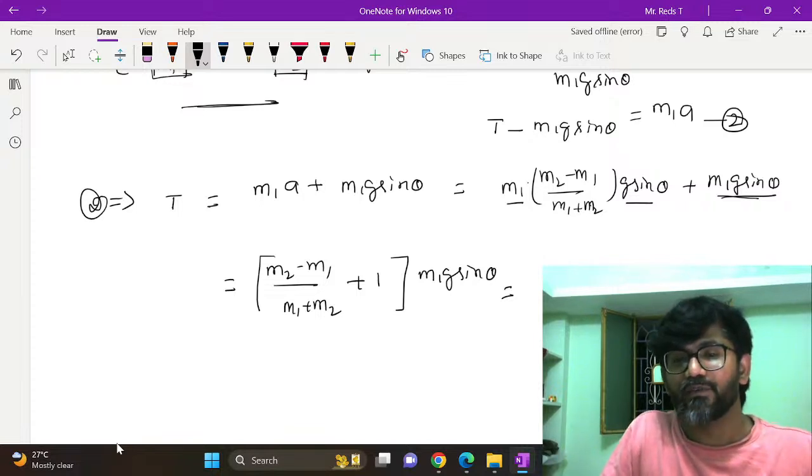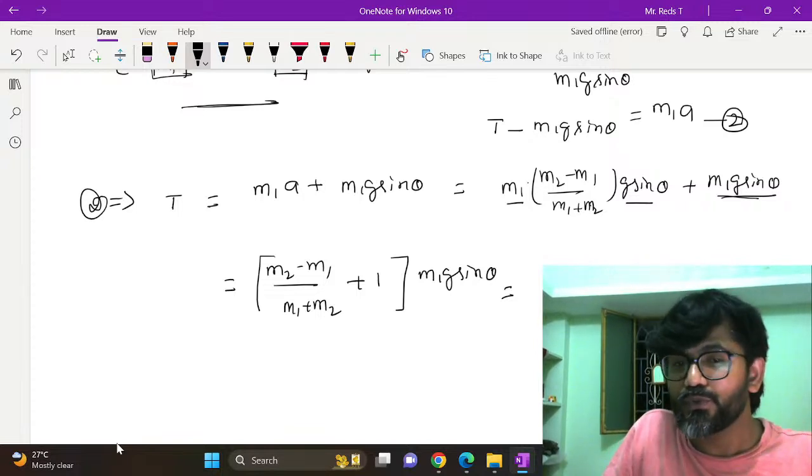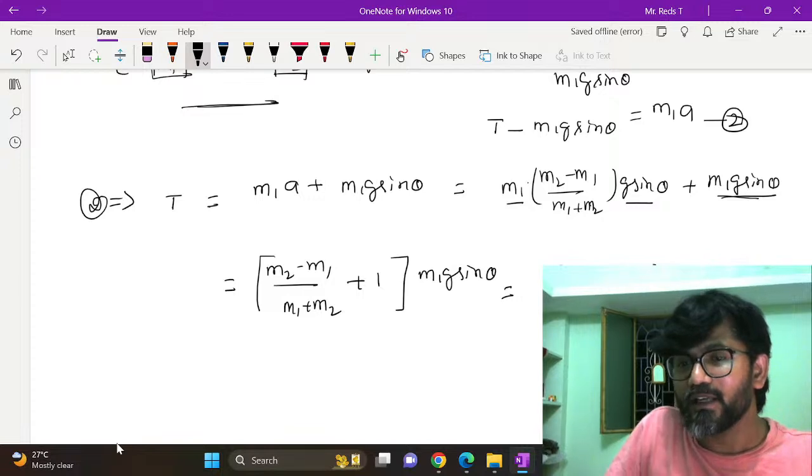Directly I am doing, guys, but you have to practice this properly. So m2 plus m2, 2m2 into m1. So you can write directly as 2 m1 m2 g sin theta by m1 plus m2.